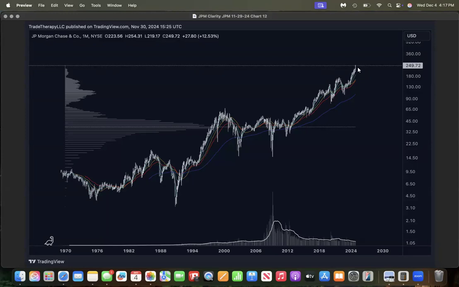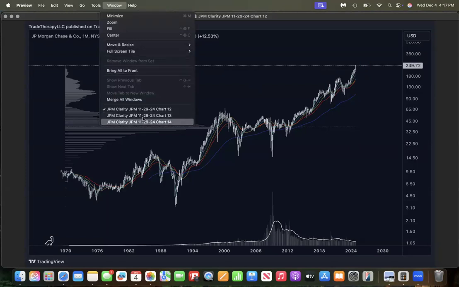Notice the extension away from the 200 weekly exponential moving average. You always want to keep an eye on how far extended away price is from the longer term moving averages. You can see that when there is an extension, there's typically a return back to the mean here. And JP Morgan is pretty extended.